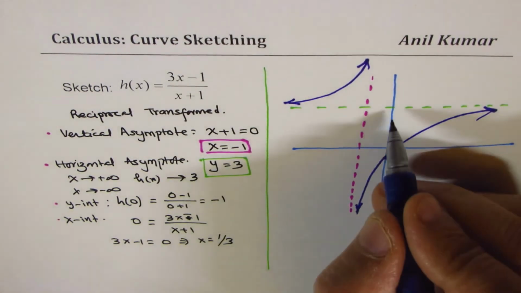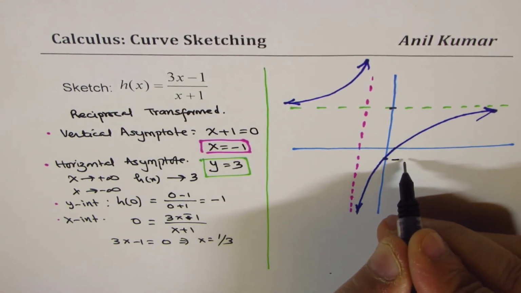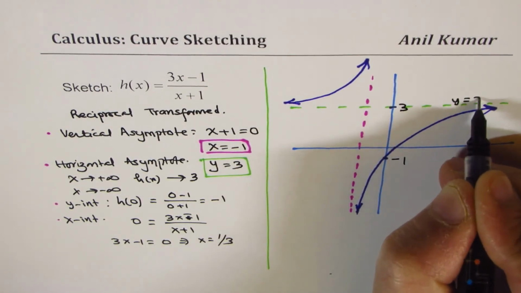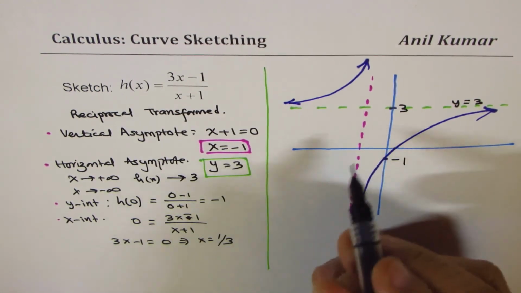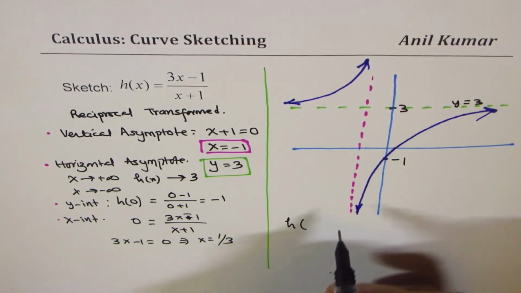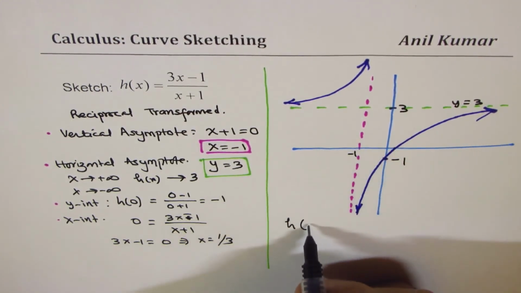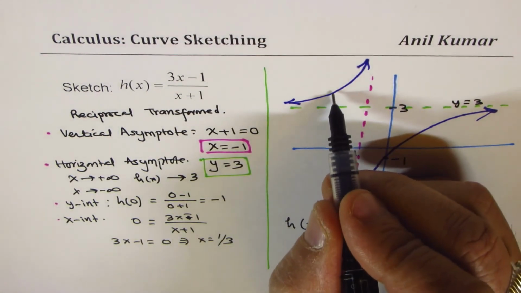Correct? Now we know what these points are. For accuracy, what you can do is write here, this is minus 1, this is 3, or you write y equals 3 here. These are good points to mention. So what you can do is find the value of the function at, let us say, this is minus 1 here, let's say at minus 2. Right? Once you find this value, you can plot this somewhere here.